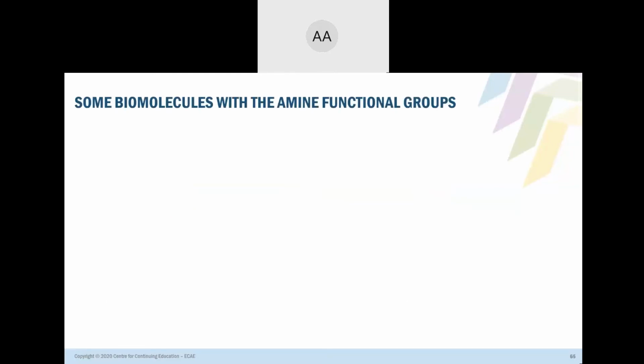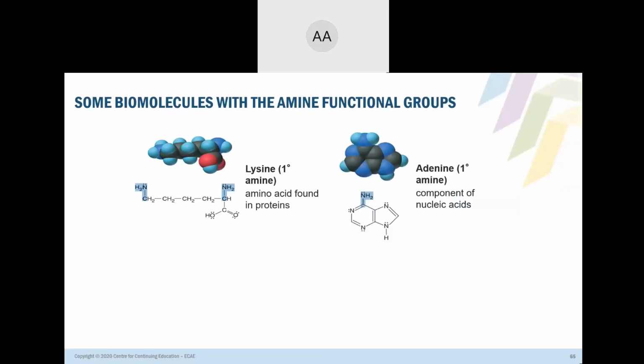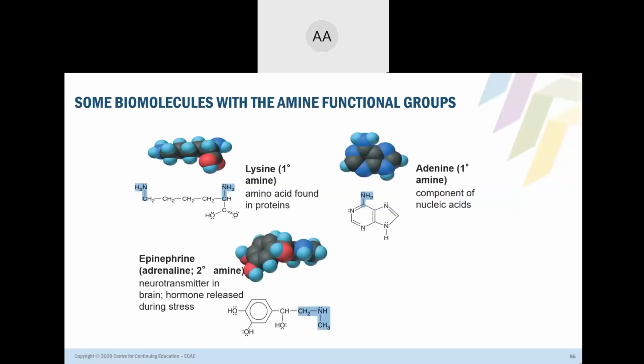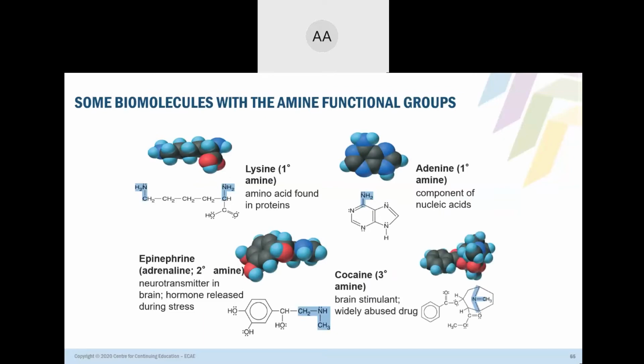So, some biomolecules with amine functional groups. Lysine, adenine, epinephrine, cocaine. These are all molecules that you've commonly come across in your chemistry teaching, and you are well aware that they have these amino acid amine functional groups. Amino acid, lysine, adenine. Epinephrine, we know, is adrenaline, a neurotransmitter, very important in the body. Cocaine, a stimulant, not one that we really talk about with our students, but in fact has a very complex structure, which is a good one to use when you're trying to come up with the IUPAC naming.